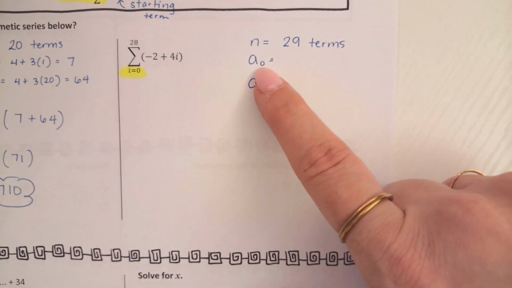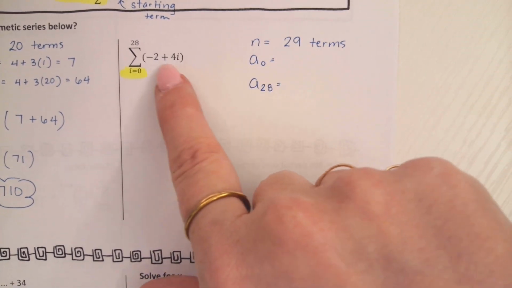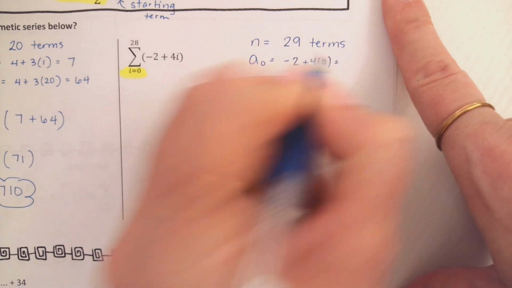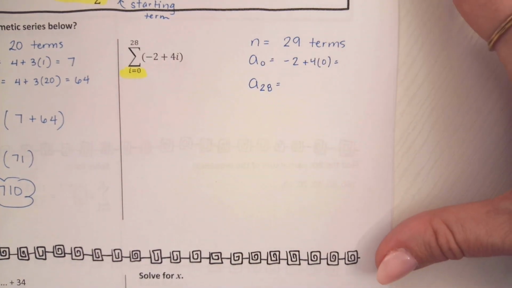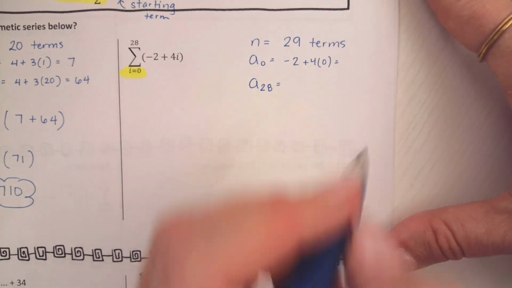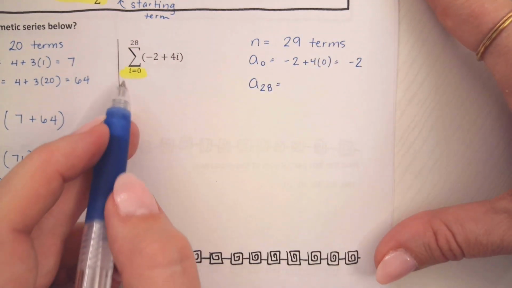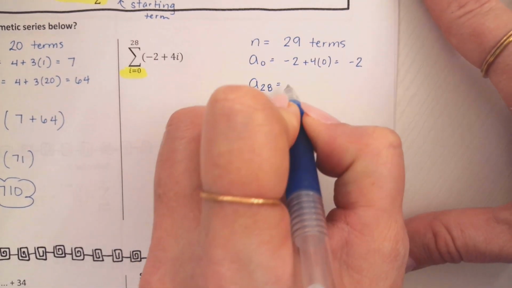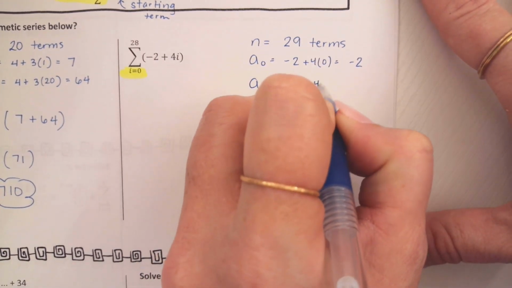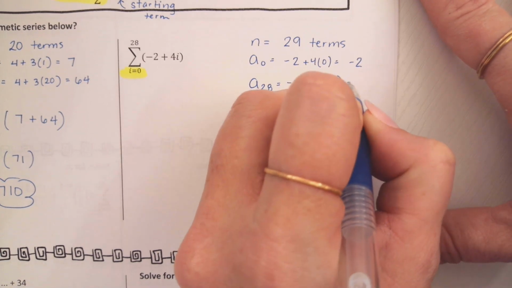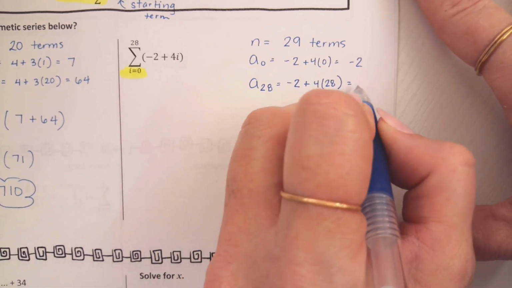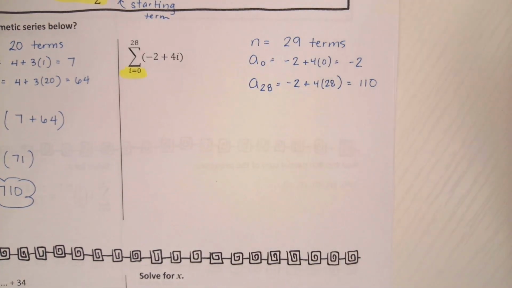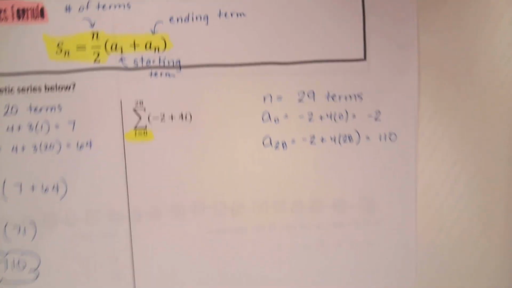Okay, our starting term again is going to be A0, so we're going to plug in 0 to this little function here. -2 plus 4 times 0, which means my starting term is -2. Good job. Okay. My ending term would be my 28th one according to the summation notation, so that would be -2 plus 4 times 28, which is 110. Okay, so we have the 3 pieces of information we need in order to use our formula.